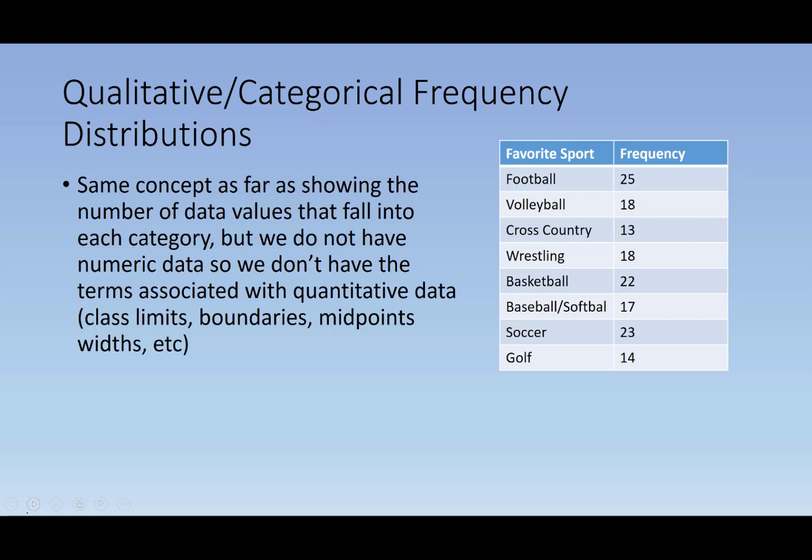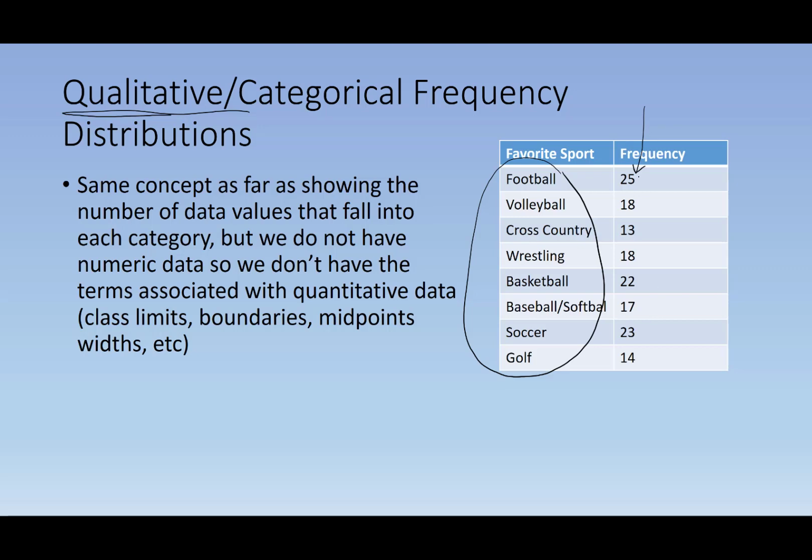Now, there are going to be times when we have qualitative or categorical frequency distributions. So qualitative occurs when we have non-numeric topics. So in this case, we are apparently looking at the favorite sport and football, volleyball. These were non-numeric values. Now don't get confused by the numbers over here, because sometimes people will look at these and they'll see numbers so they assume that it's quantitative.